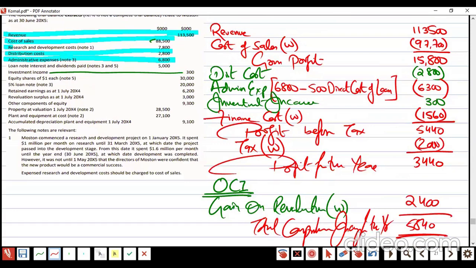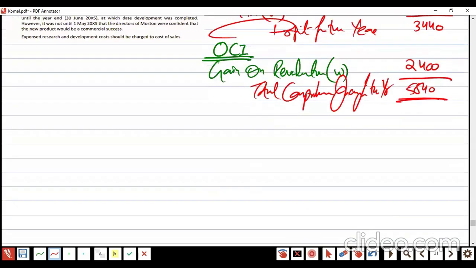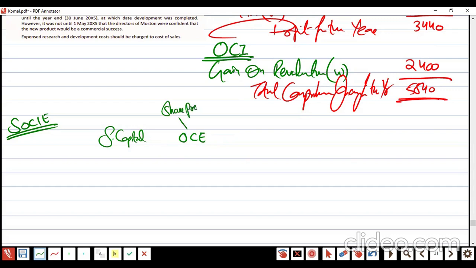Any problems? You must do it on Excel. Now the second requirement, SOCE, statement of changes in equity. A statement of changes in equity has many columns. The first column is share capital. The second column is share premium, which name is now replaced with OCE.